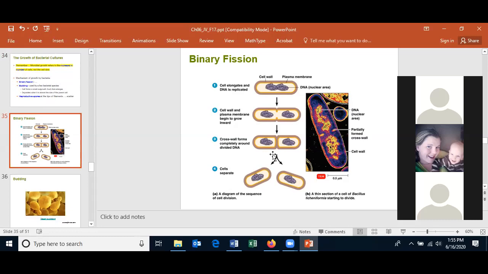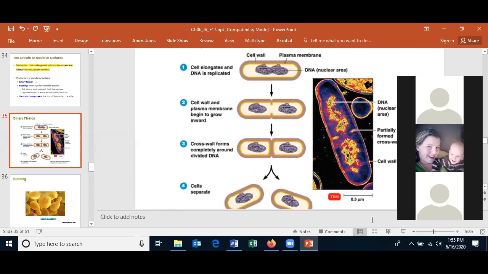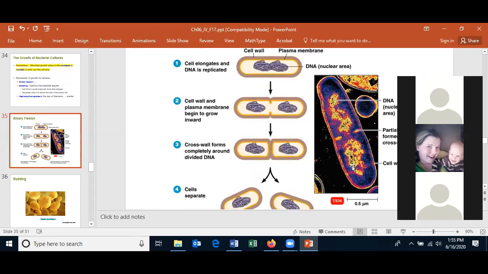Any question about that? Over on the right, you can actually see an electron microscopic image of the cell dividing by binary fission, meaning there's the DNA. It's separated into 2 and moved to opposite sides of the cell, and the cell is literally growing a cell wall right here in the middle of the cell.